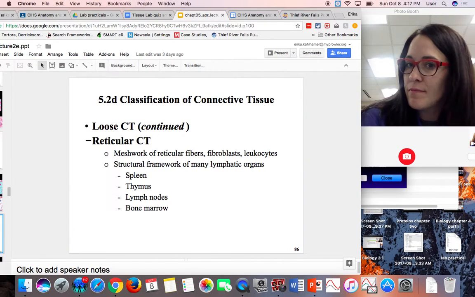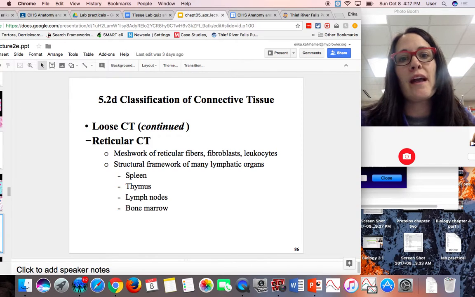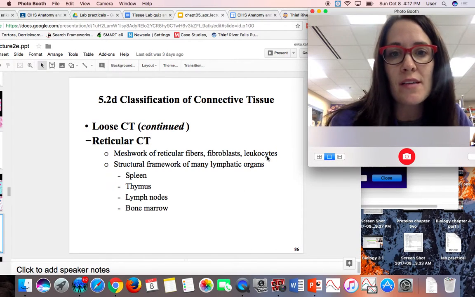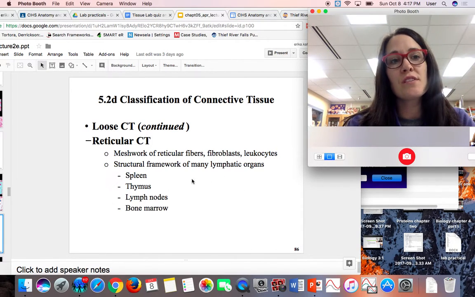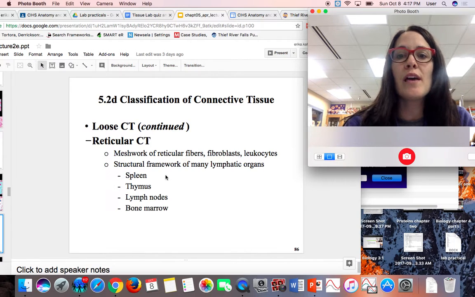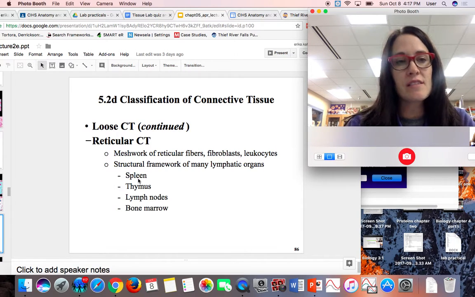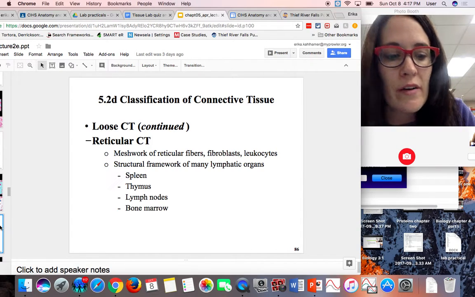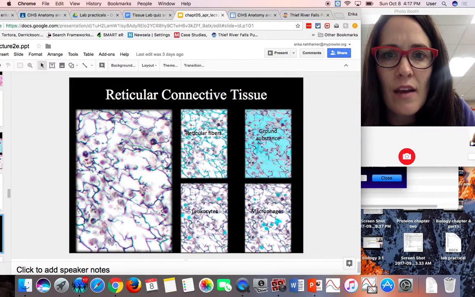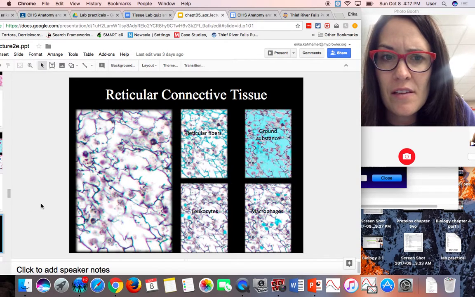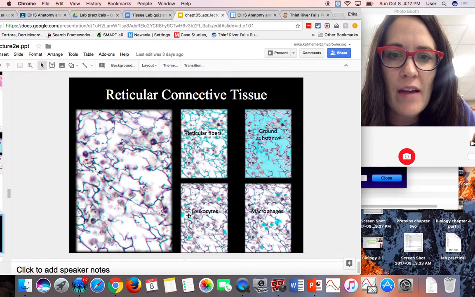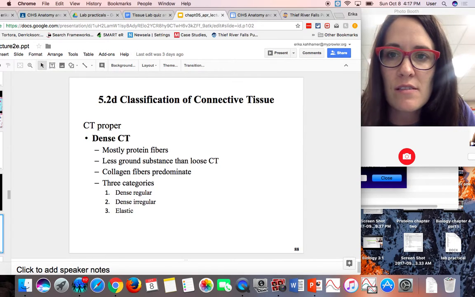Reticular connective tissue. Again, we're going to have fibers, in this case reticular fibers, that's the name. Fibroblasts, leukocytes, which are white blood cells. So this is going to be associated tissue with lymphatic organs, the spleen, the thymus, lymph nodes, and then your bone marrow. And I think it kind of looks like a branch trees. Here's the fibers, the cells within it, macrophages, leukocytes, ground substance.